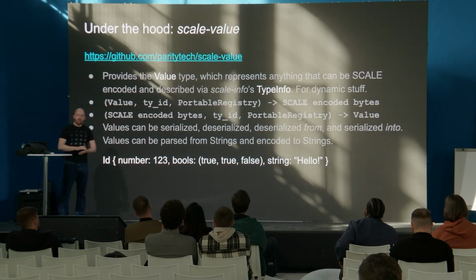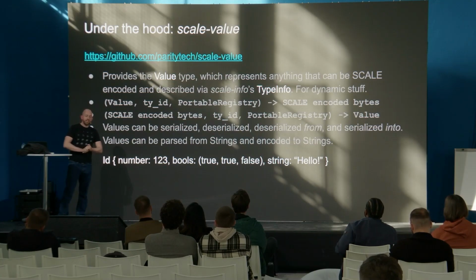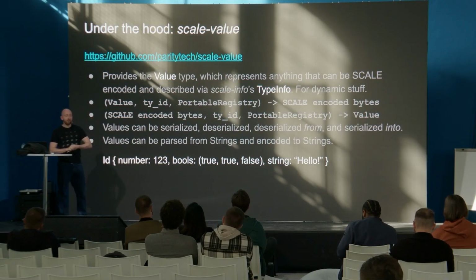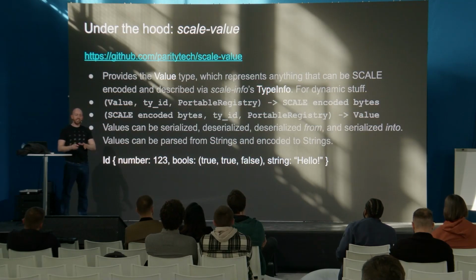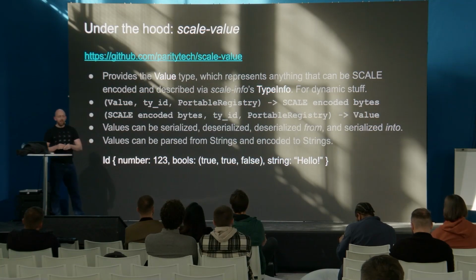In order to do the dynamic things that Subxt does, it relies on this trait called scale value. And scale value basically provides this value type, which is a lot like serde_json's Value for anyone that's used serde_json. And the value basically represents anything that can be scale encoded and decoded via this type info trait that scale-info provides.